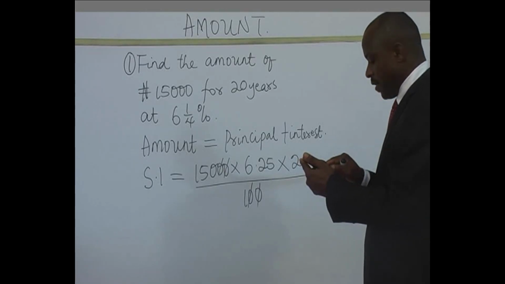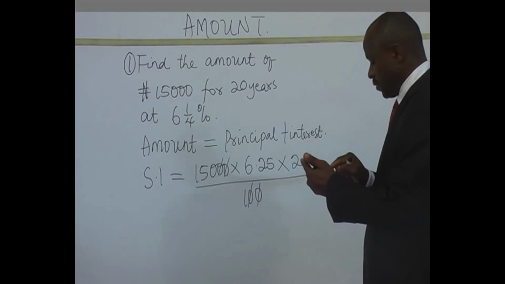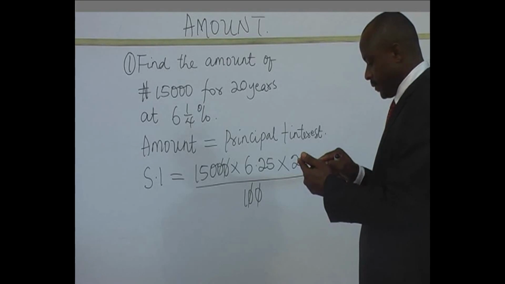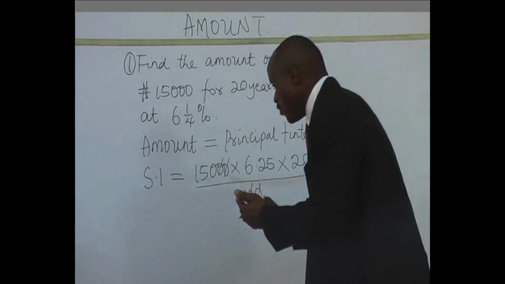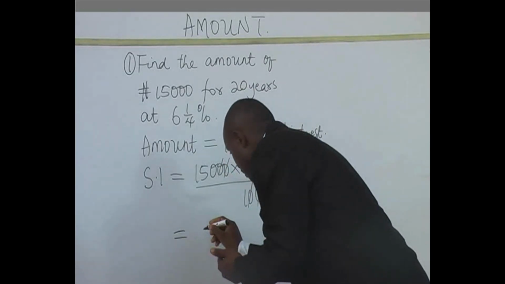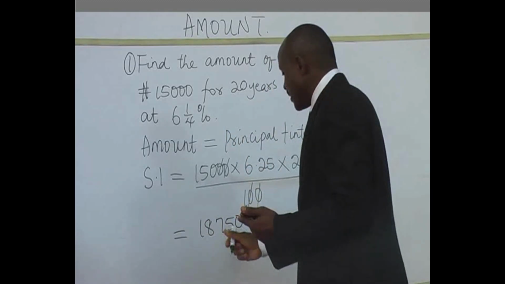So 150 times 6.25 times 20 is 18,750. This is the interest now.